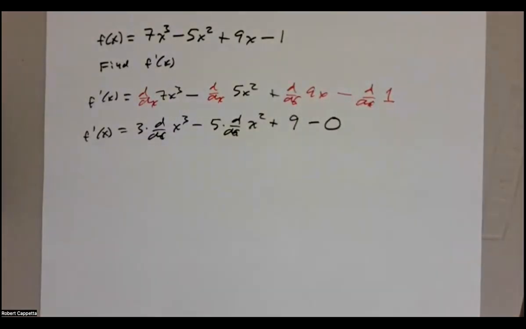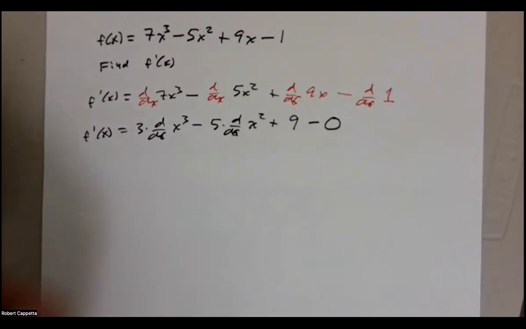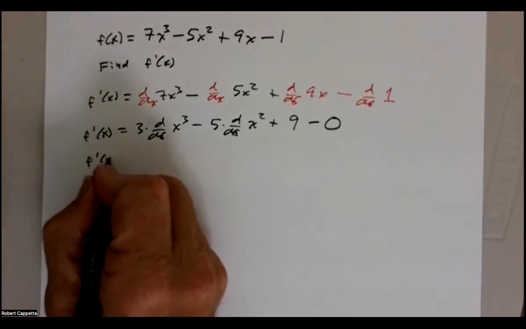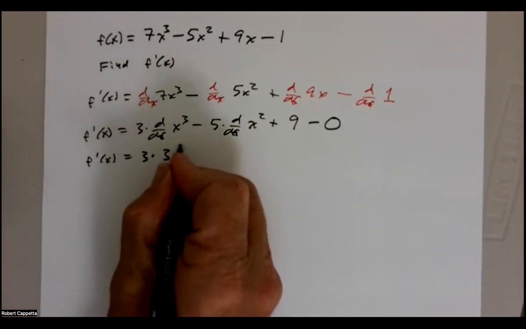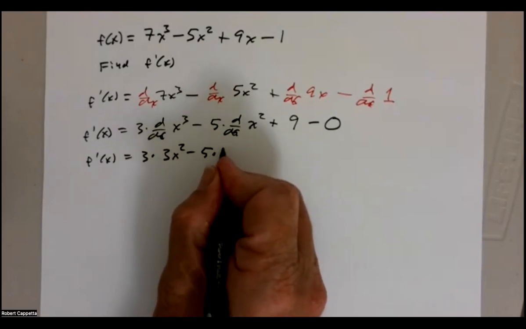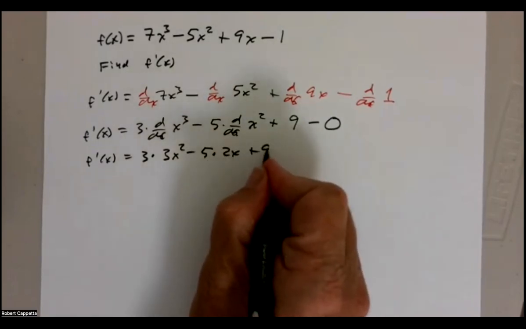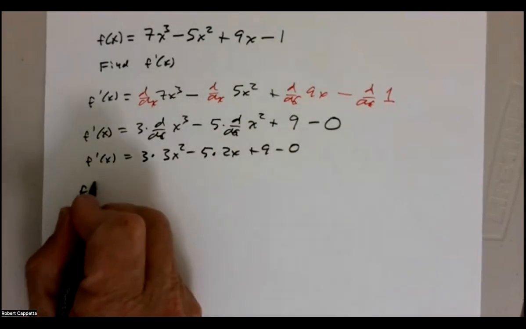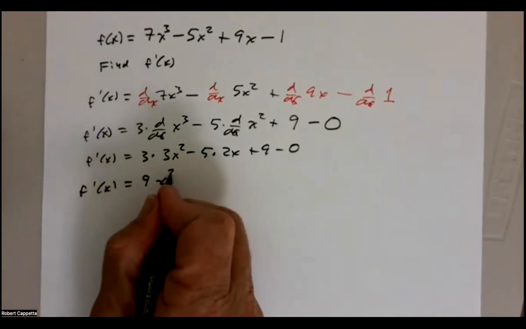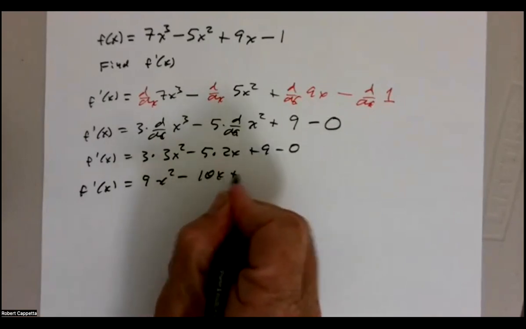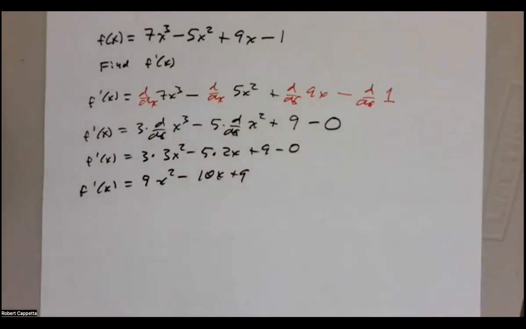All right. And now we can use our power rule. What are we going to say? f prime of x is 3 times, pull the 3 down, 3x squared minus 5 times 2x plus 9 minus 0. I think you meant f prime of x is 9x squared minus 10x plus 9.